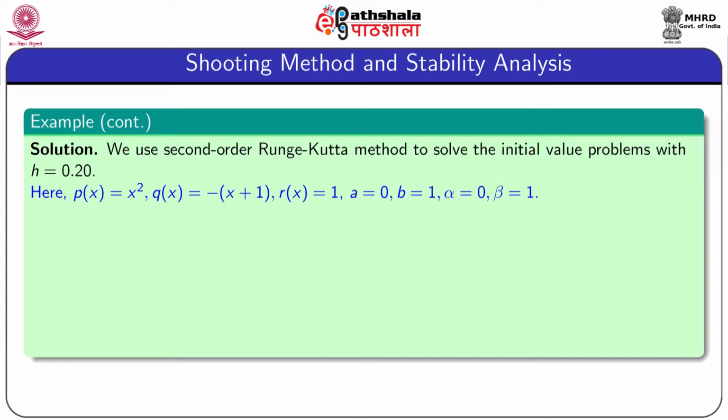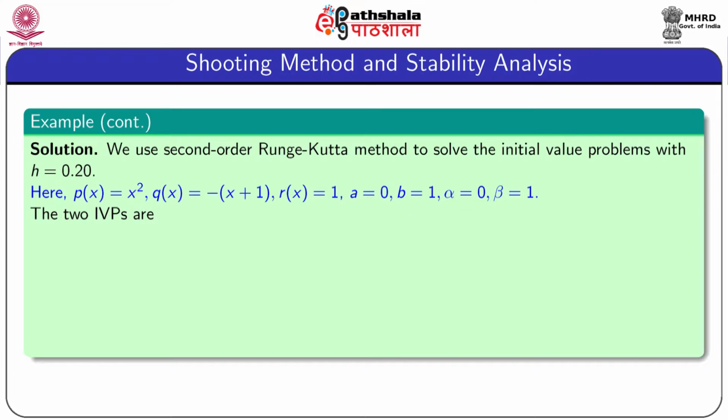For this problem, p(x) equal to x square, q(x) equal to minus x plus 1, r(x) equal to 1, and the boundaries are 0 and 1, a equal to 0, b equal to 1, and the boundary values, that means alpha equal to 0 and beta equal to 1.